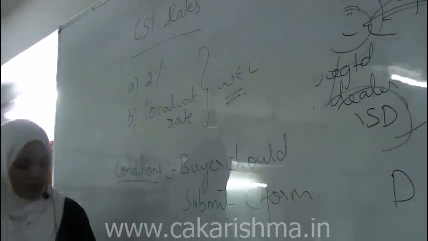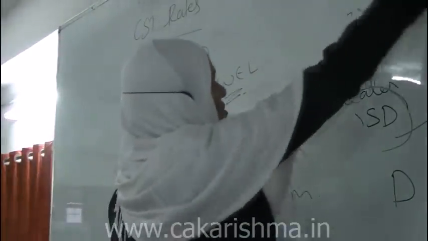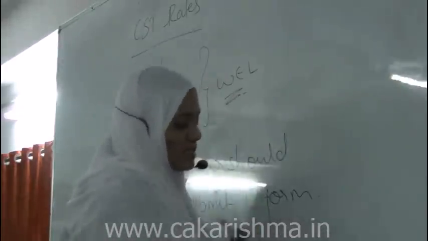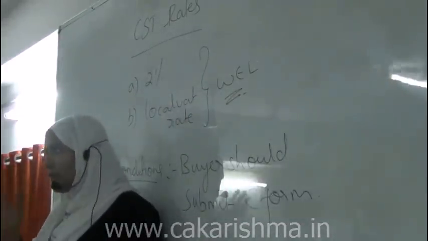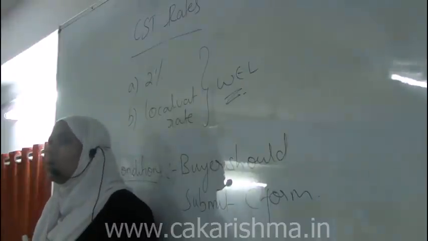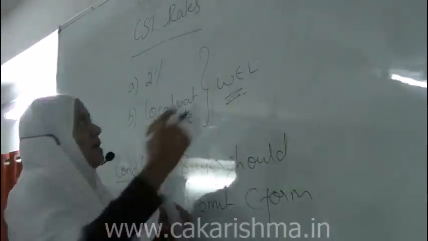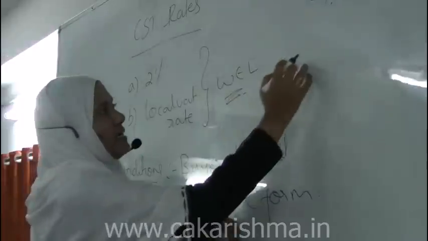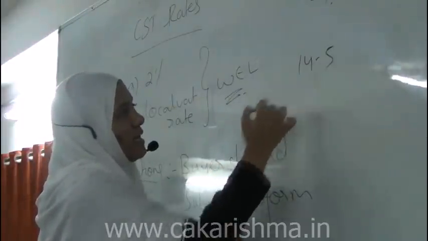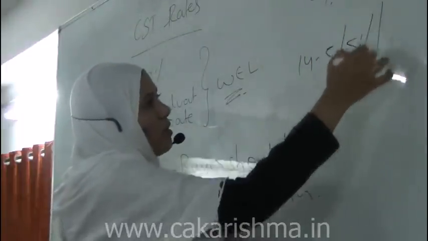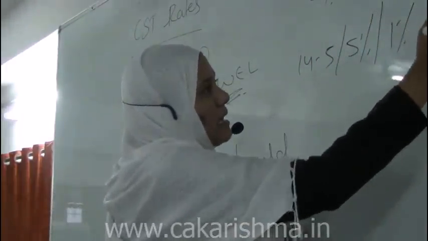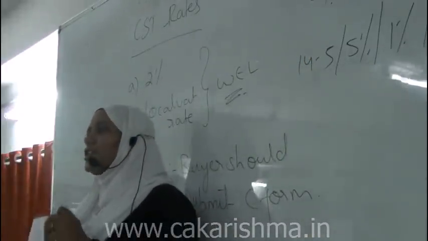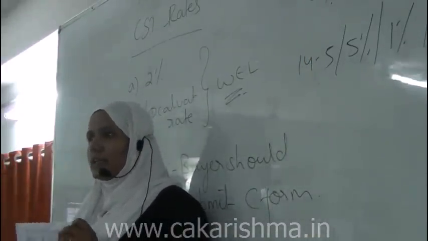So try to understand the examples now. Assume there is a CST sale. From Andhra Pradesh, goods are sold to a consumer in Tamil Nadu. From AP, goods are moving to Tamil Nadu. What rate should apply? Assume 2%, whereas the local VAT rate is assume 14.5 or 5 or 1 or nil. Now you tell me what should be the answer. Whichever is lower. No, nil.